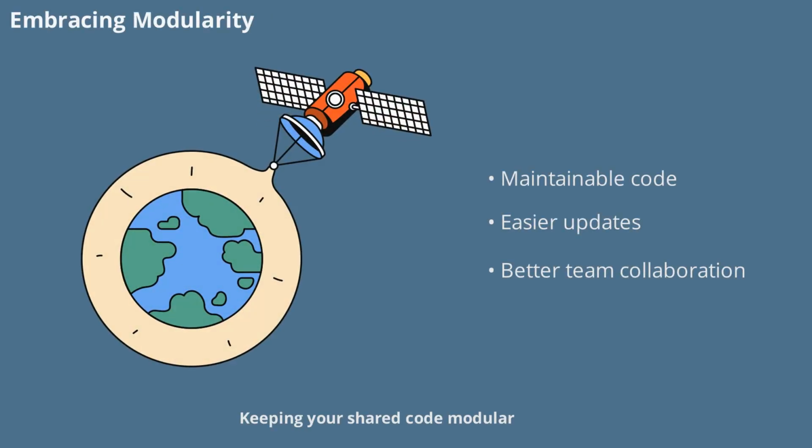Keeping your shared code modular is essential for maintainability and scalability. By breaking your code into smaller, independent modules, you make it easier to update, test, and reuse components. Modularity also helps teams collaborate more effectively, as different members can work on separate modules without conflicts.